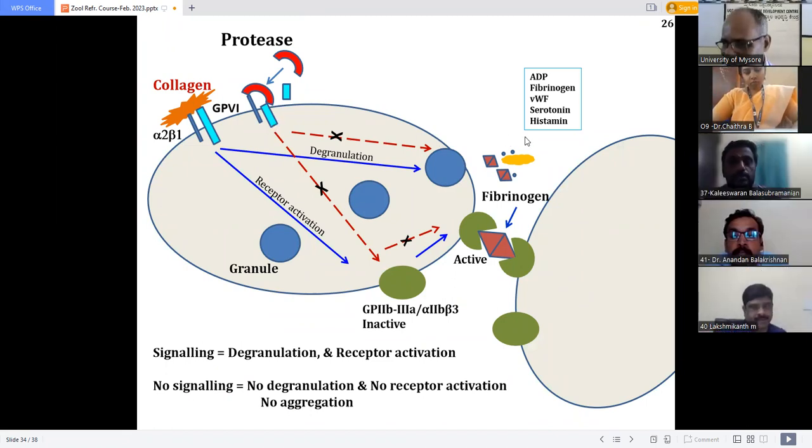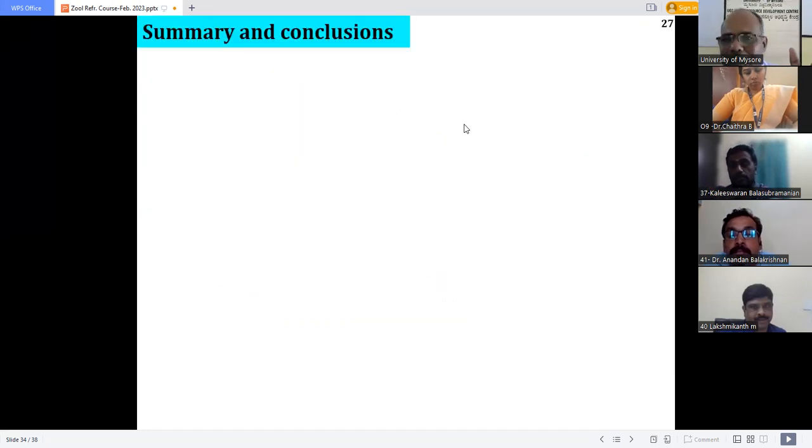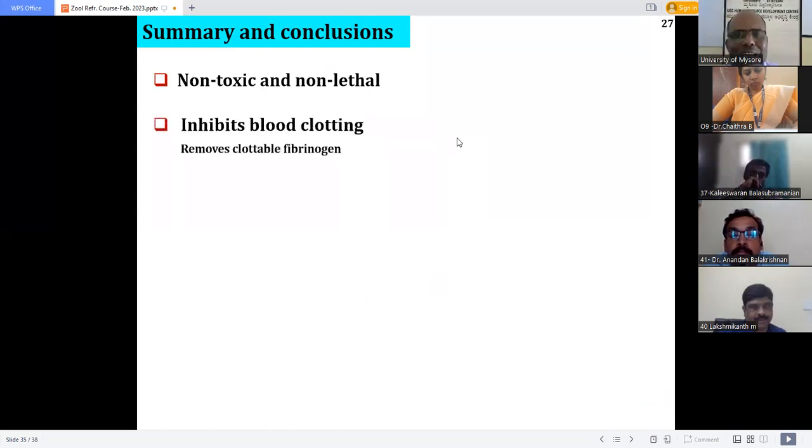As a result, it exhibits anticoagulant activity or inhibits platelet aggregation. That's what we have demonstrated. In summary, thus we have isolated and characterized a non-toxic and non-lethal metalloprotease.